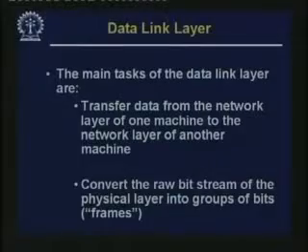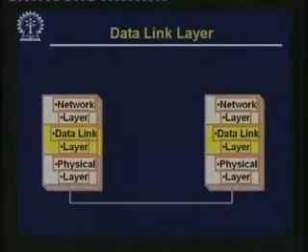So the data link layer gives a service to the network layer, and this service is the transfer of data from one network layer to another network layer. That is the service it gives to the network layer, and in its turn it uses the physical layer. It converts the raw bit stream of the physical layer into groups of bits, or frames. So this is how we can look at it.